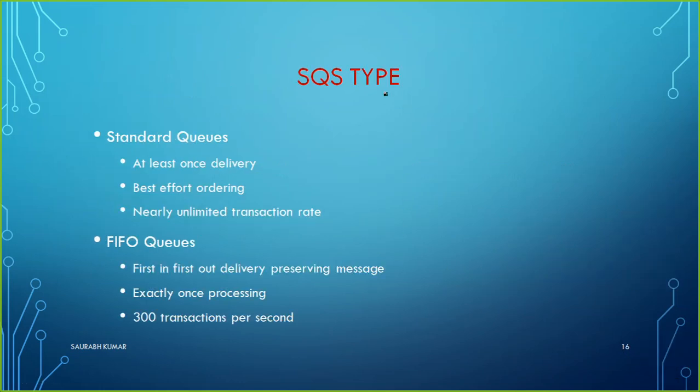Next point is here, SQS type. So this is what I was talking about. One is a standard queue, one is a FIFO queue. A standard queue provides at least once delivery, best effort for maintaining ordering, and nearly unlimited transaction rate. But if I talk about FIFO, which Amazon has given as FIFO queues, first in the first out, the one who goes first in becomes first out, with exactly once processing of messages, and it gives you 300 transactions per second. If you are using FIFO, you can get 300 transactions per second.